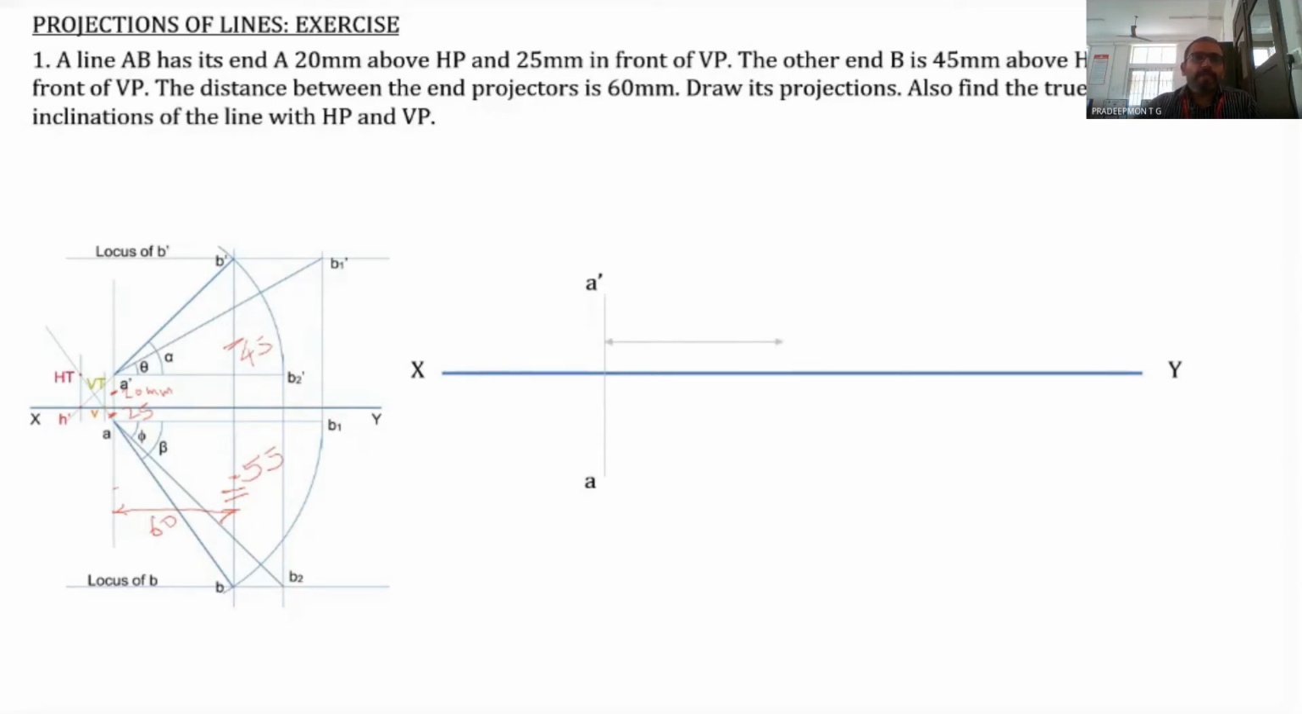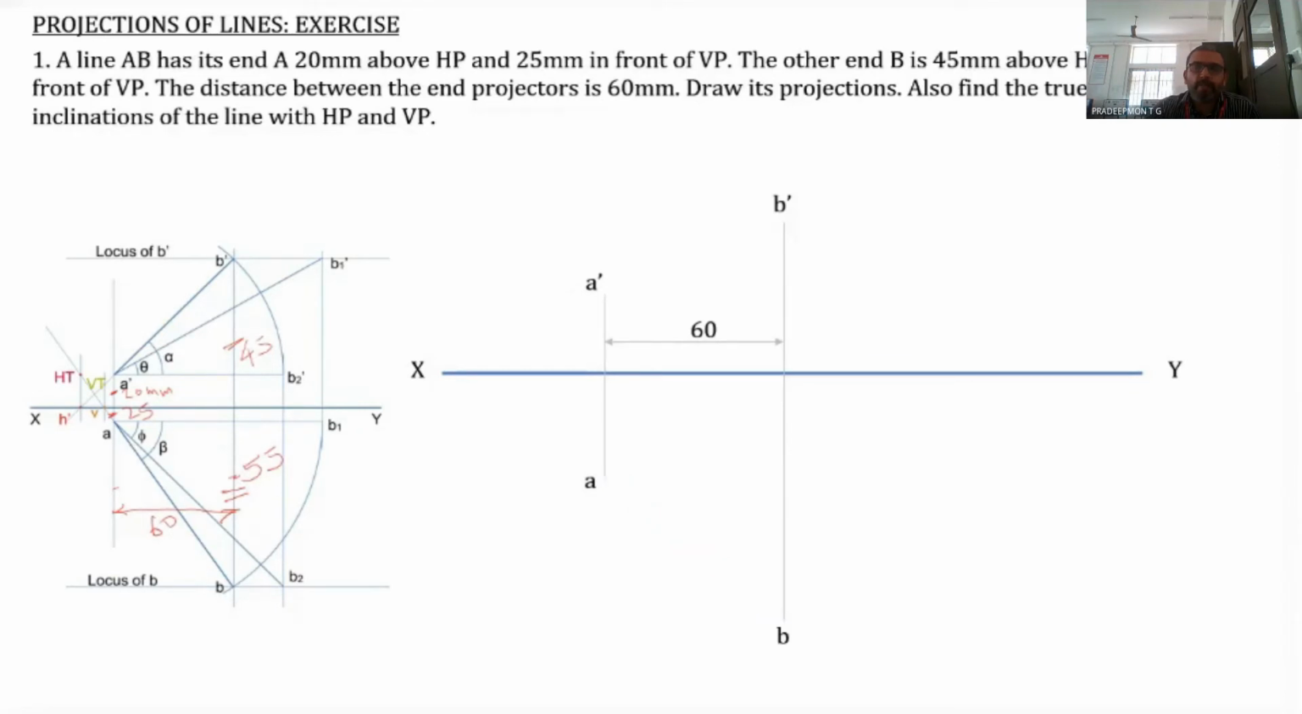Now we have to draw B dash as well as B, in order to find the projector through B dash and B. The distance, 60 millimeter, is given here. So from this vertical line, mark a distance of 60 millimeter and draw another vertical line. On this vertical line, you mark B dash and B. B dash will be 45 millimeter above the XY line, that is, the distance from this point to this point should be 45 millimeter. And on the opposite side, it should be 55 millimeter.